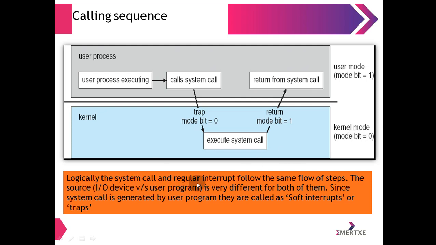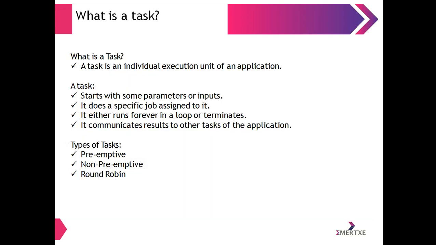Logically, the system call and the regular interrupt follow the same flow of steps. The source, an input-output device versus a user program, is very different for the two of them. Since a system call is generated by a user program, it is called a soft interrupt or trap. Basically, the trap bit executes the system call, but in case of interrupts, it has a very different functionality. So let's go to the next slide.